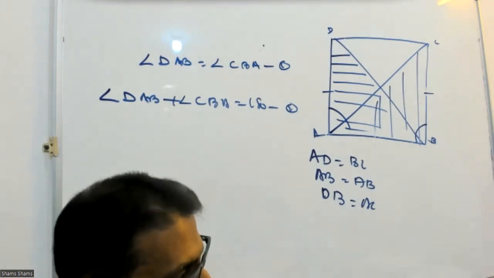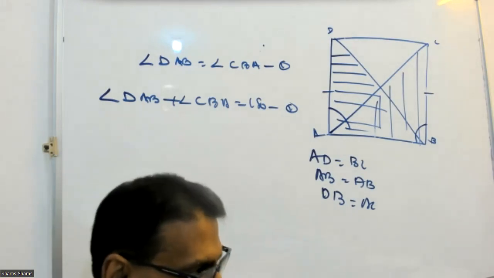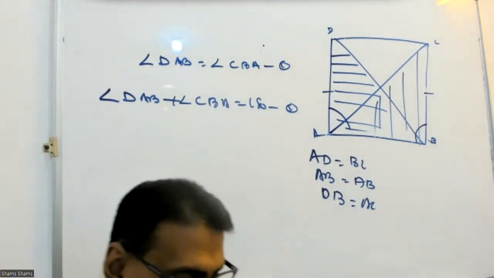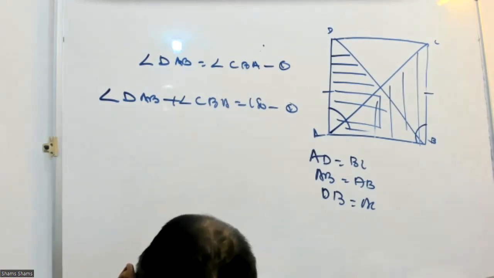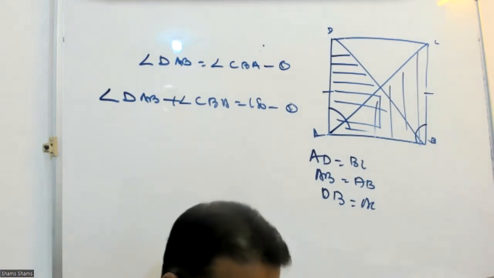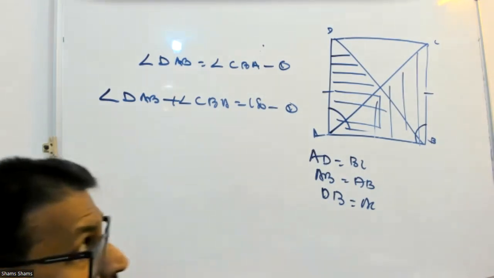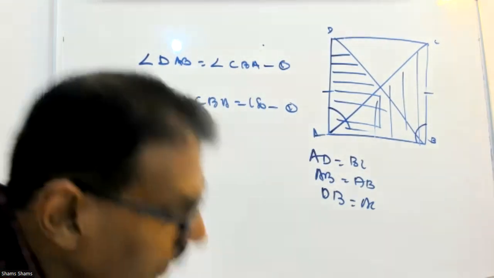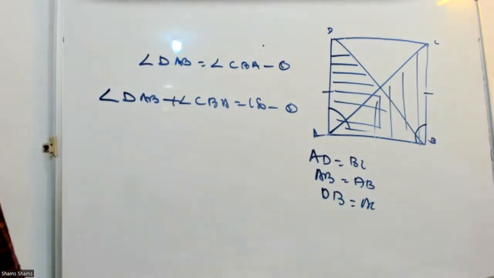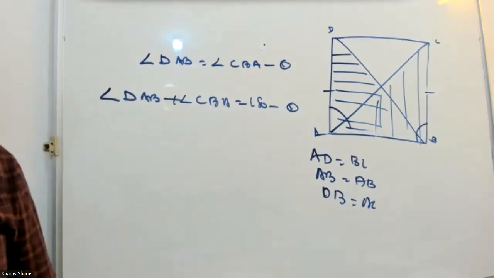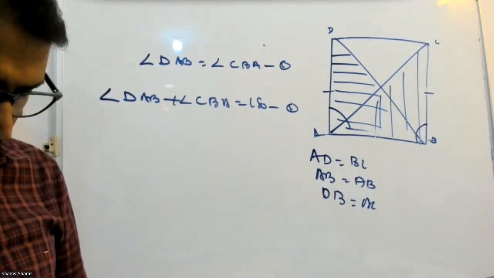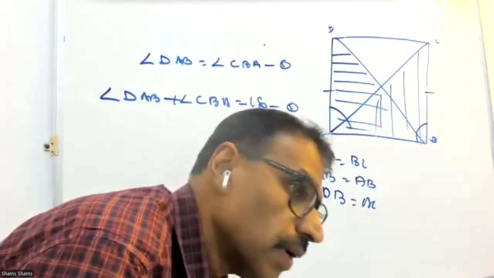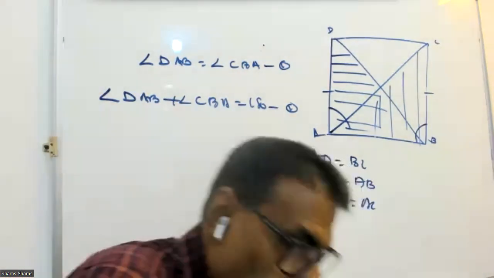Why do you want parallel? It's given as a parallelogram. Now, proof. In triangle DAB and CBA, DA equal to CB, opposite sides of a parallelogram.